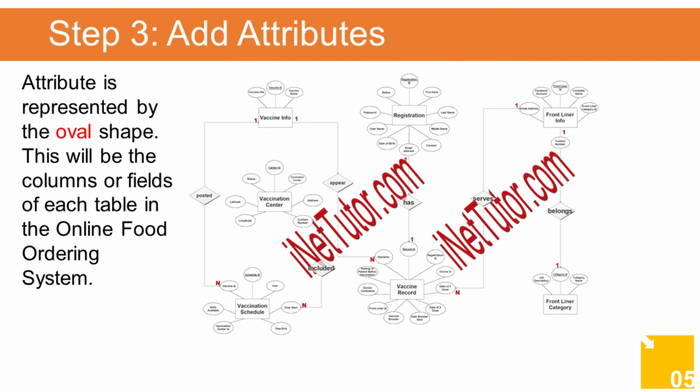Registration entity has the following attributes. Registration ID - primary key represented with underline, first name, last name, middle name, contact, email address, date of birth, username, password, status, pending, approved, disapproved. Frontliner entity has the following attributes. Frontliner ID - primary key represented with underline, complete name, frontliner category ID, foreign key, contact number, email address, Facebook account. Frontliner category entity has the following attributes. Category ID - primary key represented with underline, category name, job description.